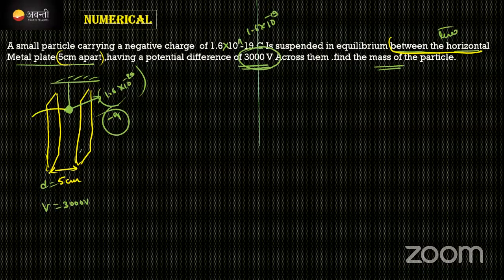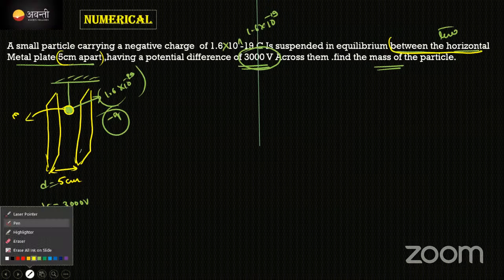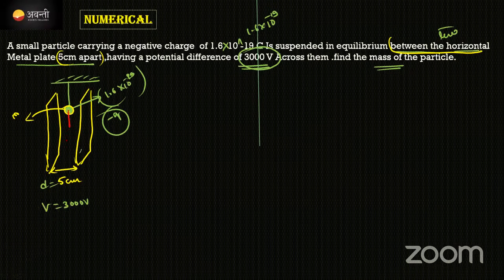We need to find the mass of the bob or particle. How do we find this? Look, this is in equilibrium, which means a force acts on it in the downward direction. In the downward direction on this particle there is a force, called the weight of an object, m into g. Correct? We can write it like this.